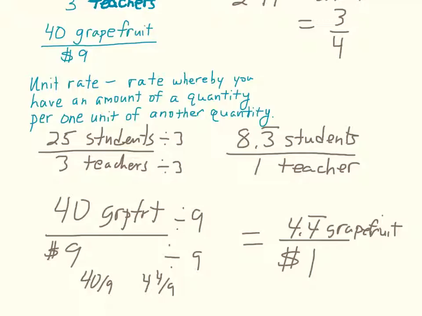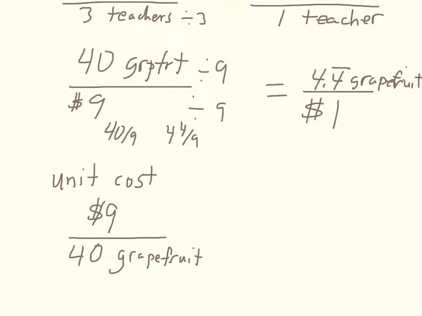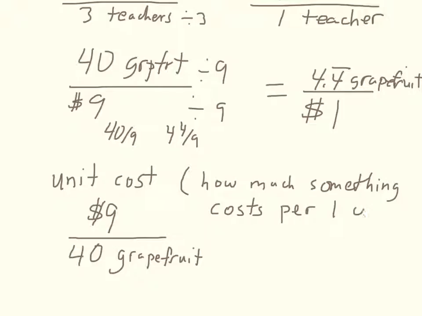Now, if I wanted to do what's called a unit cost, you'd always put the... Now, one other thing I want to look at is unit cost. When I want to do a unit cost, I want to make sure that I have how much something costs per 1 unit of something.